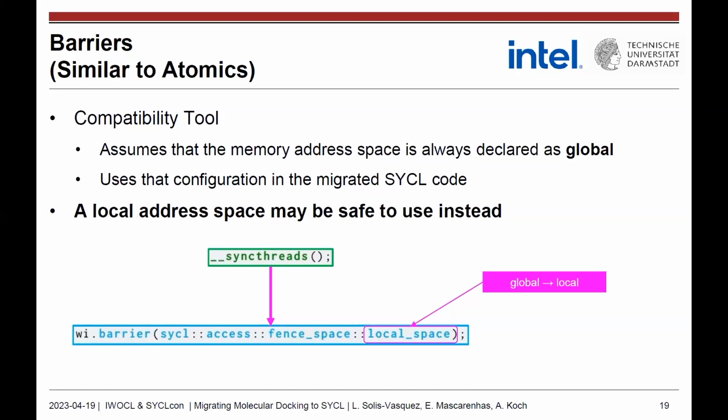The case of barriers is similar, as the compatibility tool also assumes that the address space is global, but in this case, we had to specify the local memory space as an argument to the barrier call.